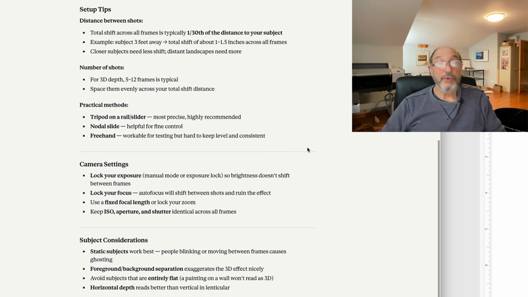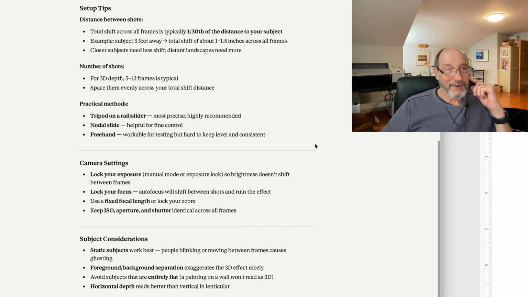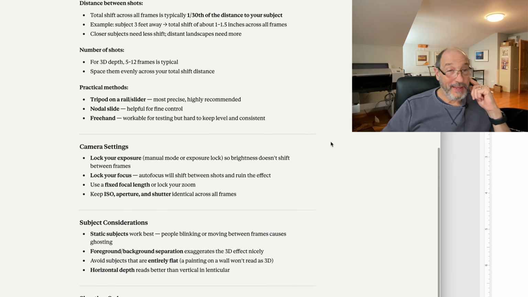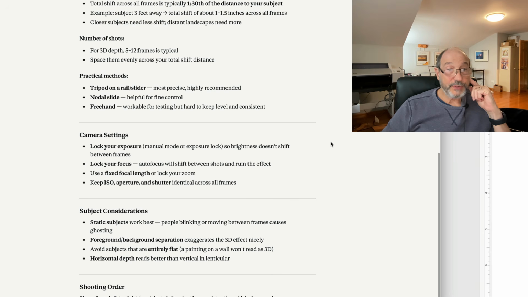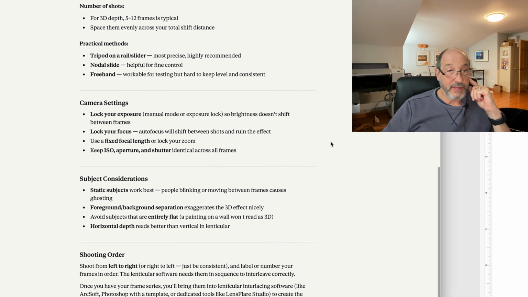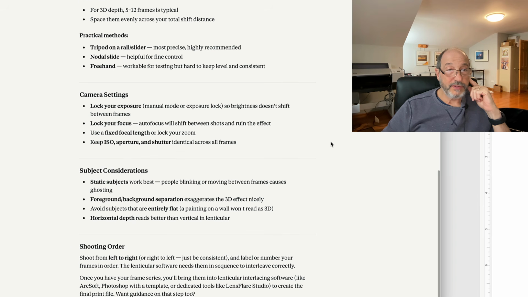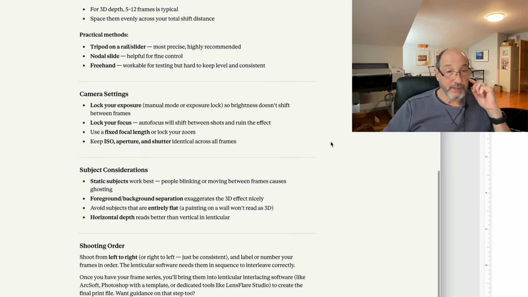That's true, although I know one lenticular artist who does a lot of freehand work, and he's a professional. Camera settings, lock your exposure, good idea. Lock your focus, good idea. Use fixed focal length or lock your zoom, good idea. Keep ISO, aperture, shutter speed identical across all frames, also a good idea.